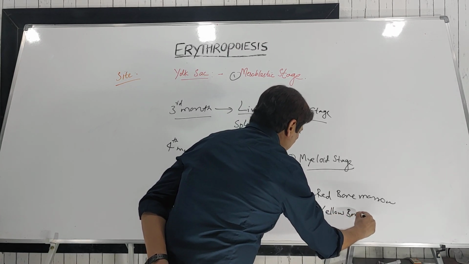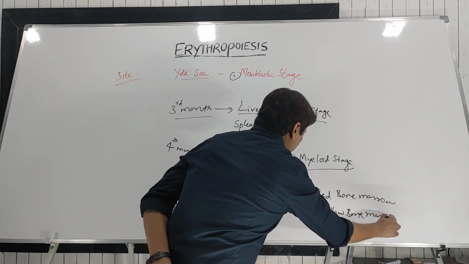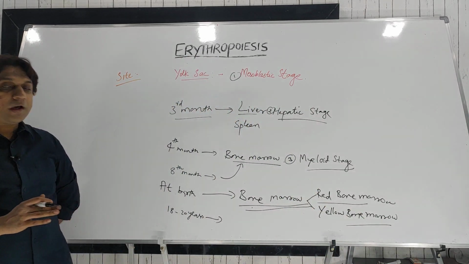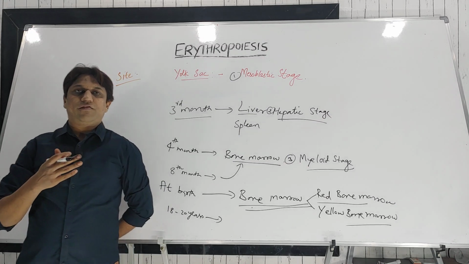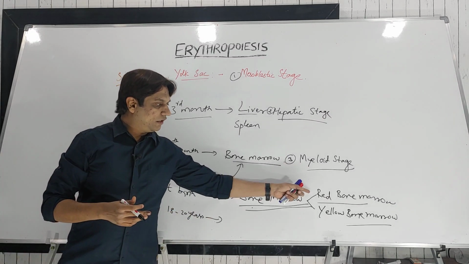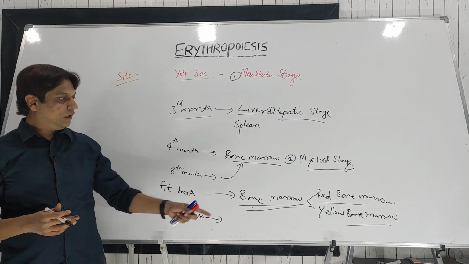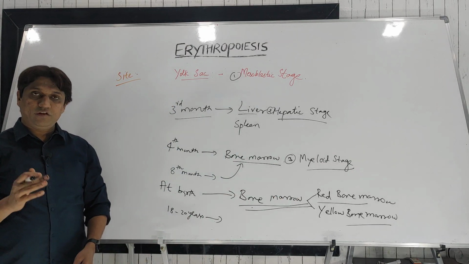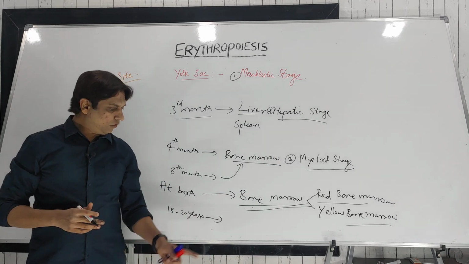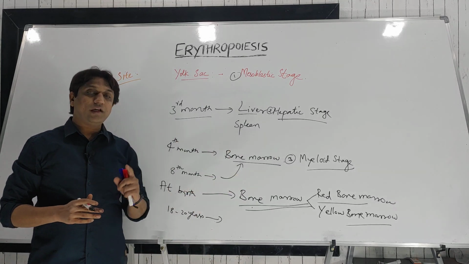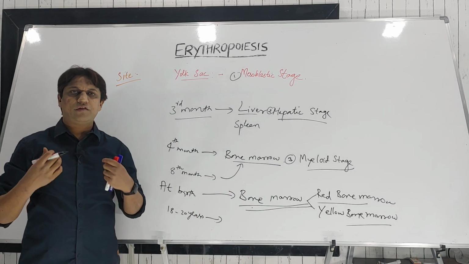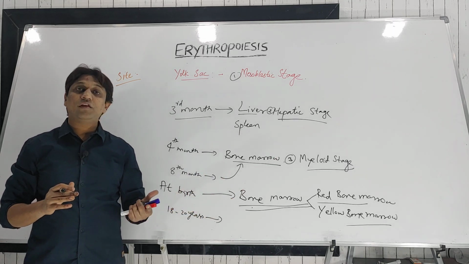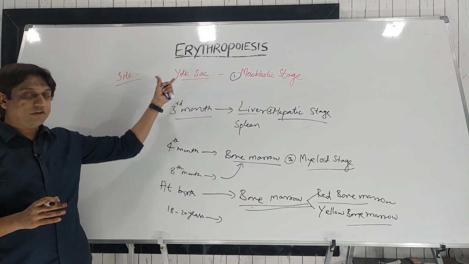Red bone marrow is known as active bone marrow, and yellow bone marrow is known as inactive bone marrow. That is, active bone marrow means the cells will multiply and differentiate, having growth in red bone marrow, whereas in yellow bone marrow such growth and differentiation of the cells is not seen. So at birth basically all bones will have red bone marrow, that is, in all the bones the production and differentiation of the cells takes place. What are the stages, we'll discuss now.